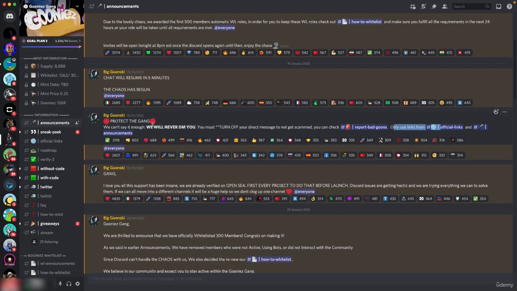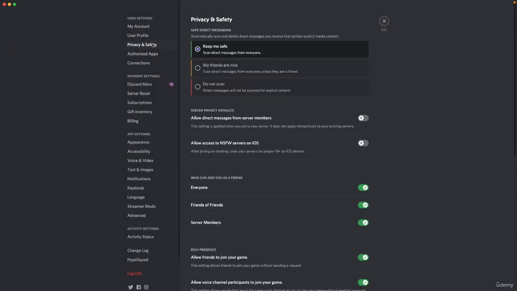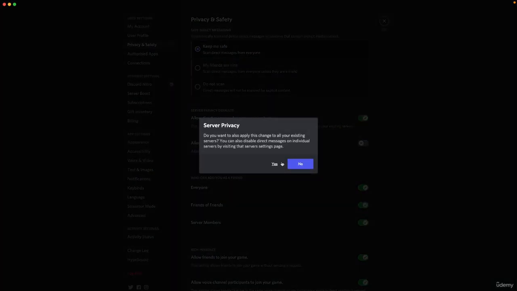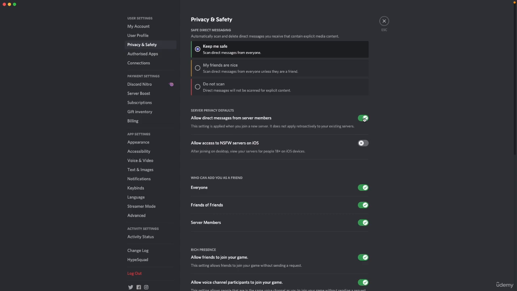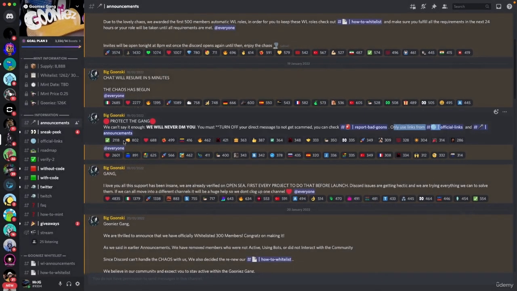I mean, what I actually recommend you do is what they say, turn off your direct messages. The way to do that is you go to your little user icon down here at the bottom. Then you want to go to privacy and safety. And you can see we have an option right here, server privacy defaults, allow direct messages from server members. Well, just go ahead and turn that off. So mine's already off, but by default, it's most likely going to be on. So just make sure you go ahead and turn that off. That way you won't get any DMs and you can pretty much avoid a lot of these scams.